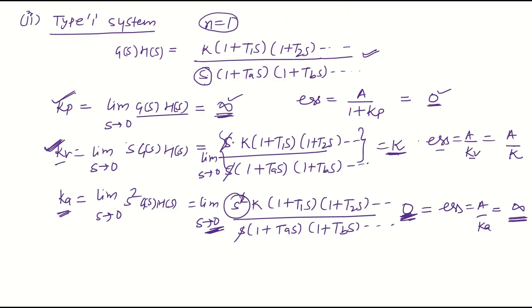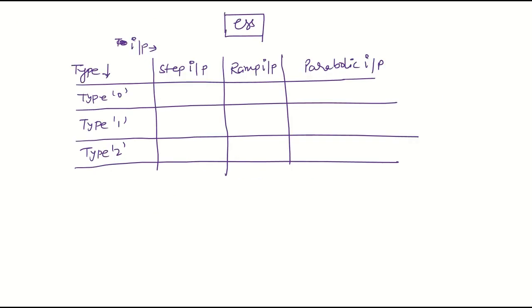So for a type 1 system, if the input is a unit step, the steady state error is 0, for the ramp input the steady state error is A by K, and for the parabolic input the steady state error is infinite. So let me summarize all these parameters in this table.